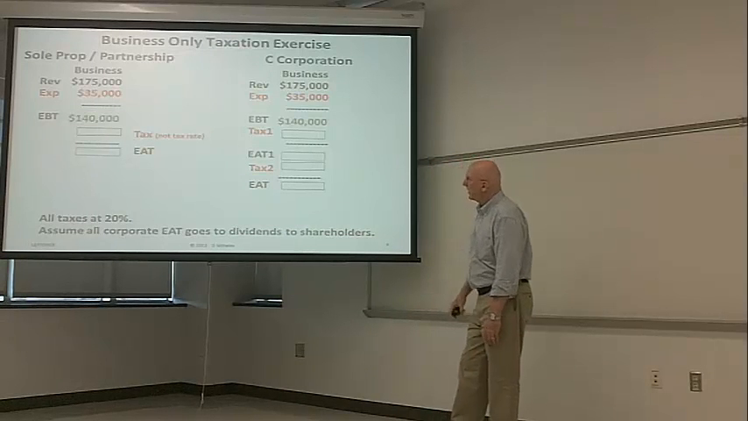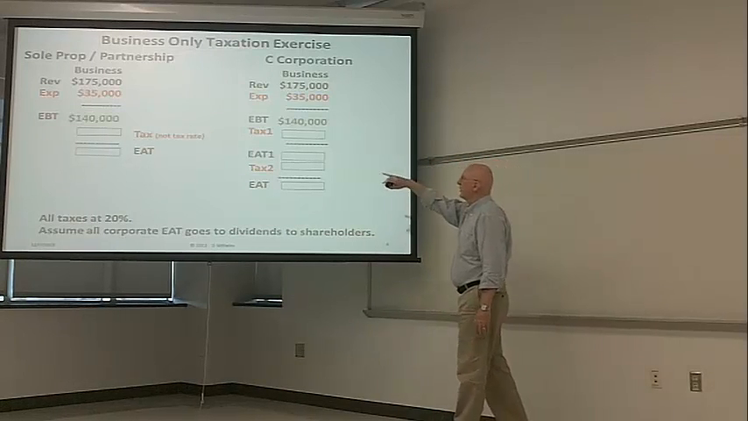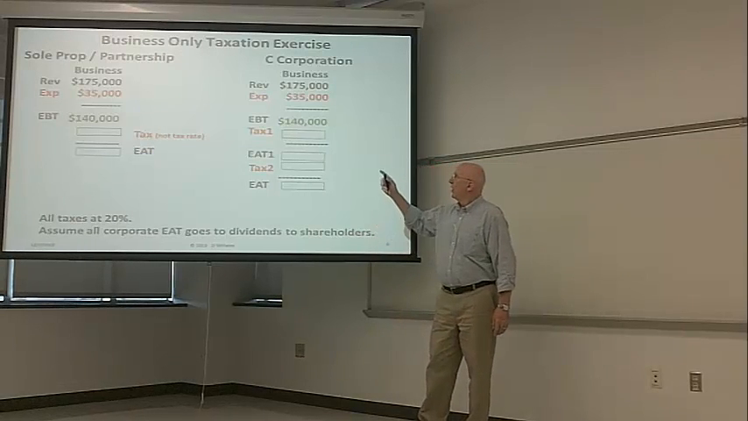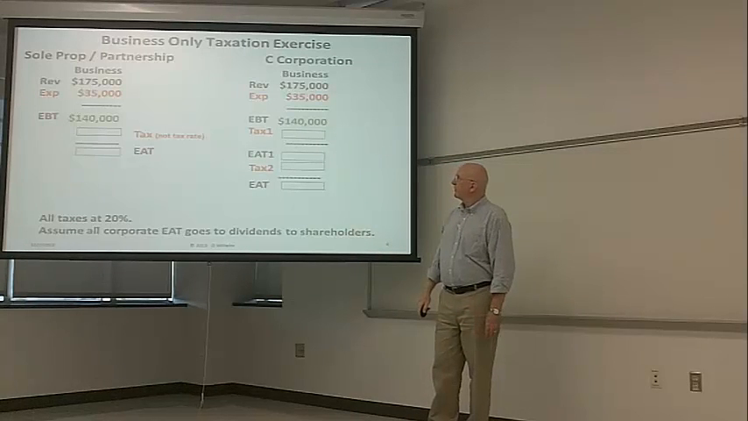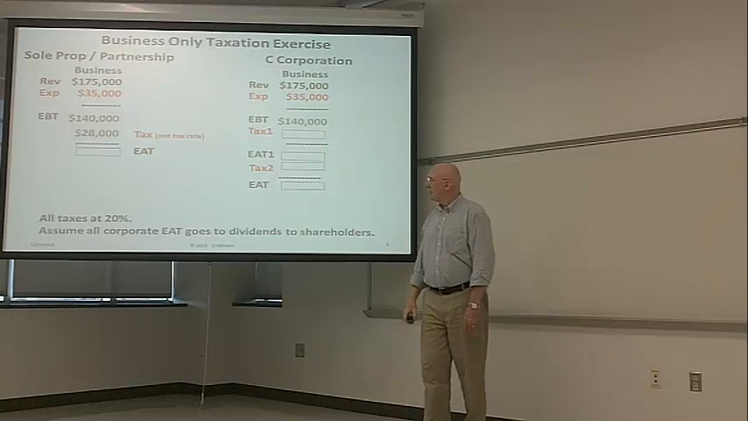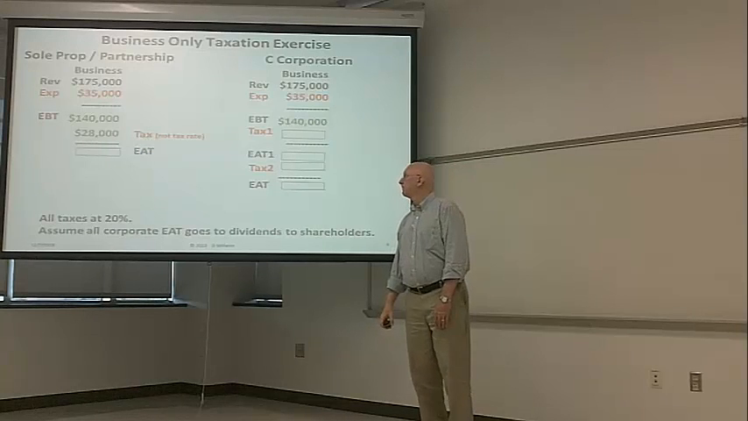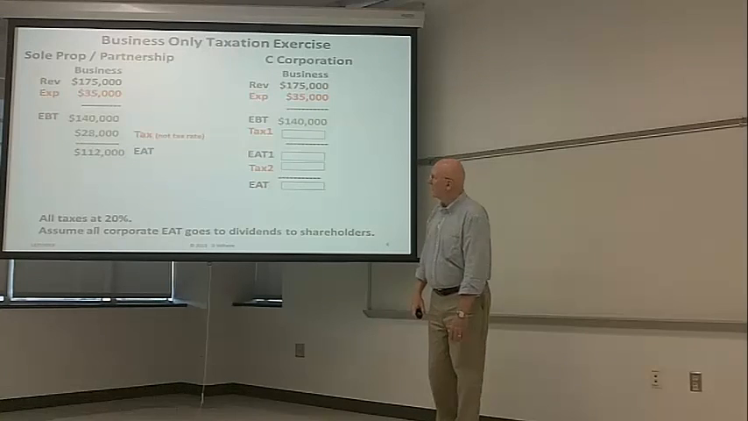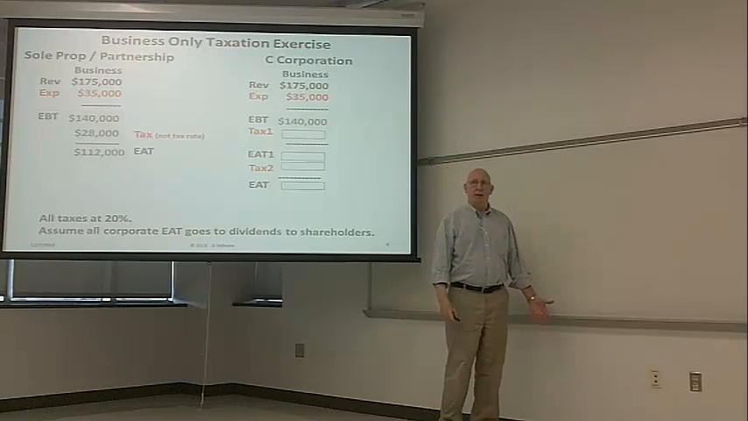which is this. In each case, the earnings before taxes is $140,000. On the sole proprietorship, partnership, S-Corp, LLC side, the tax is 20% of $140,000, which is $28,000. Subtract that, and we have $112,000 earnings after taxes.